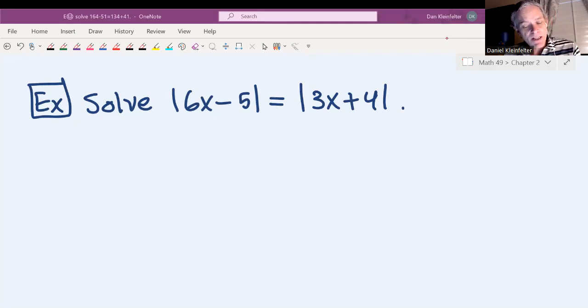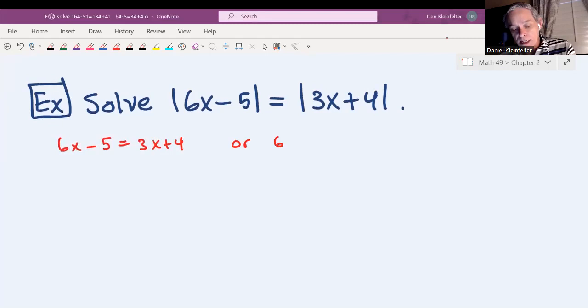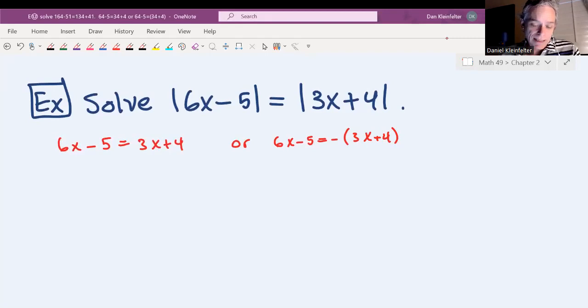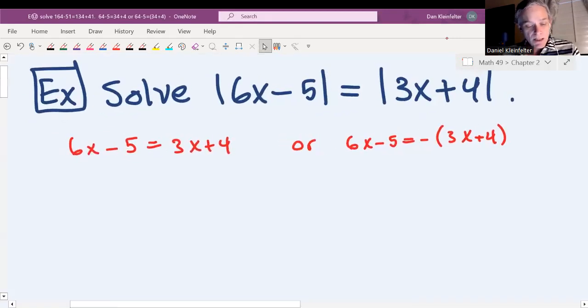All right, so let's do it. We have 6x minus 5 and 3x plus 4. Their distance from 0 is the same. So that means that 6x minus 5 could actually be the same as 3x plus 4. Or 6x minus 5 could be the opposite of 3x plus 4. Okay, this gives us two small linear equations to solve. I'm going to work on the one on the left first. So let me subtract 3x from both sides.